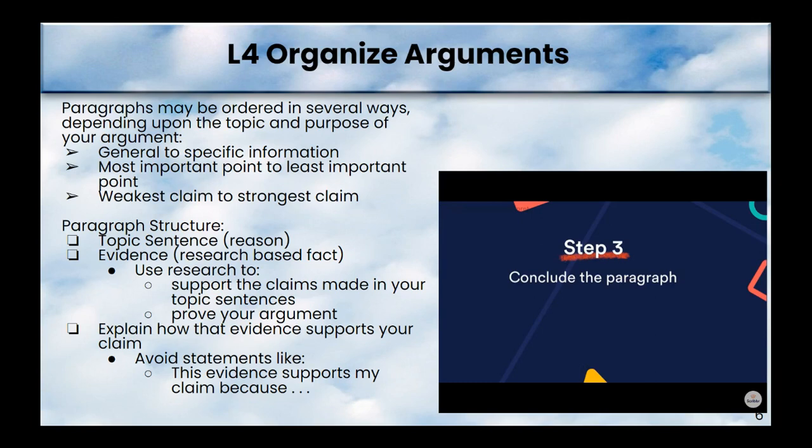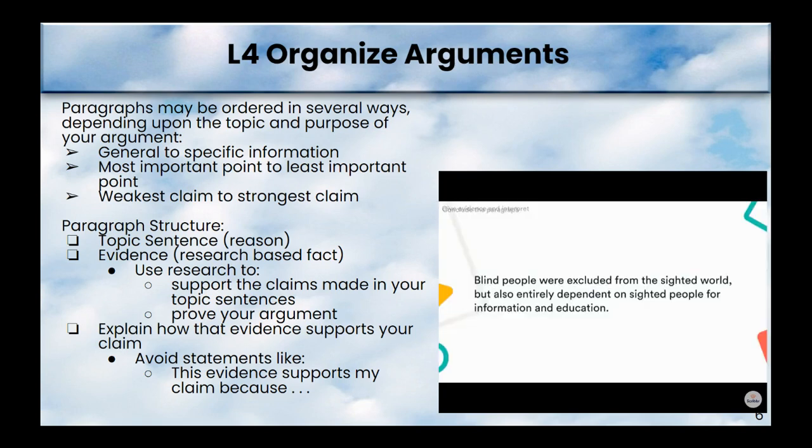Finally, wrap up the paragraph by returning to your main point and showing the overall consequences of the evidence you have explored. Our paragraph ends by summing up the consequences of this situation for blind people. It also leads us into the next paragraph, which will focus on the education system. Blind people were excluded from the sighted world, but also entirely dependent on sighted people for information and education.